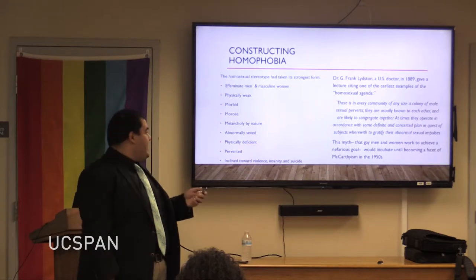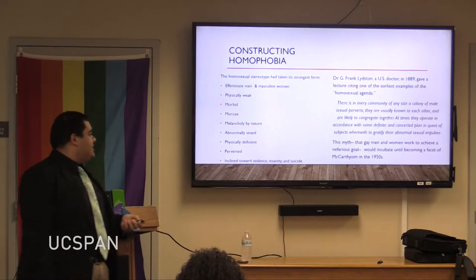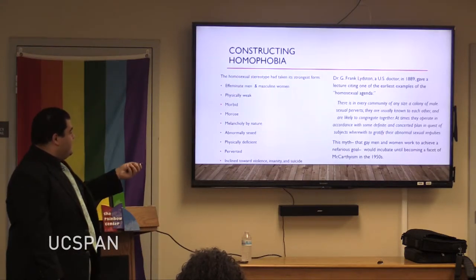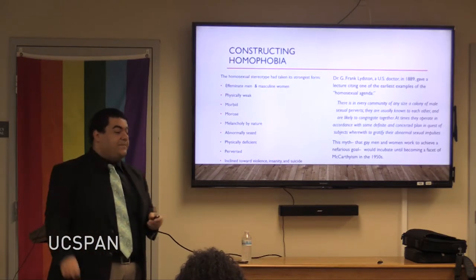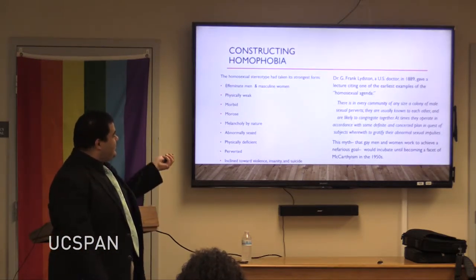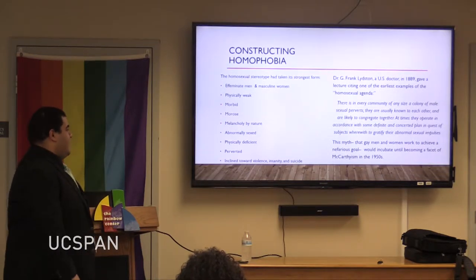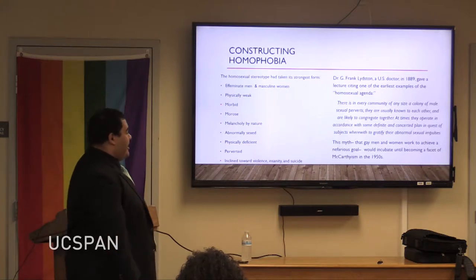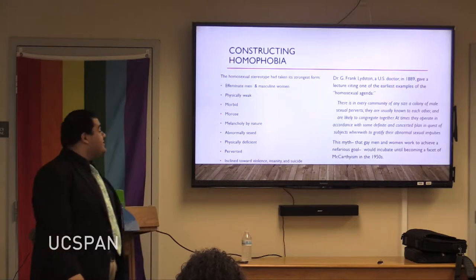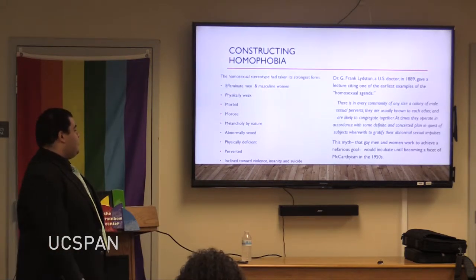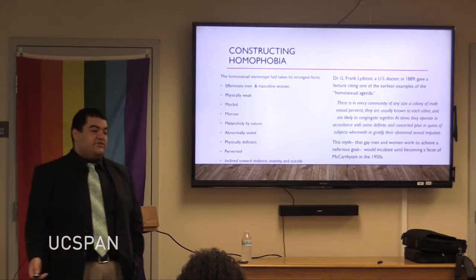And this gets perpetuated by a doctor in the U.S. in 1889, named Dr. G. Frank Lydston. He has one of the earliest examples of a homosexual agenda in 1889. He says, "There is in every community of any size a colony of male sexual perverts. They are usually known to each other and are likely to congregate together. At times they operate in accordance with some definite and concerted plan in quest of subjects wherewith to gratify their abnormal sexual impulses." He gave this as a medical address.